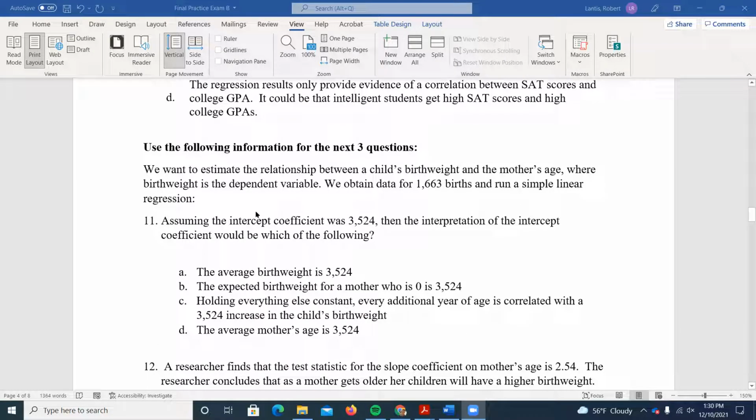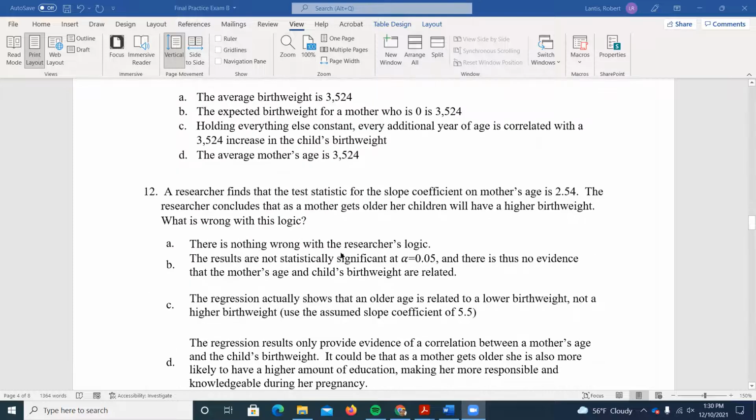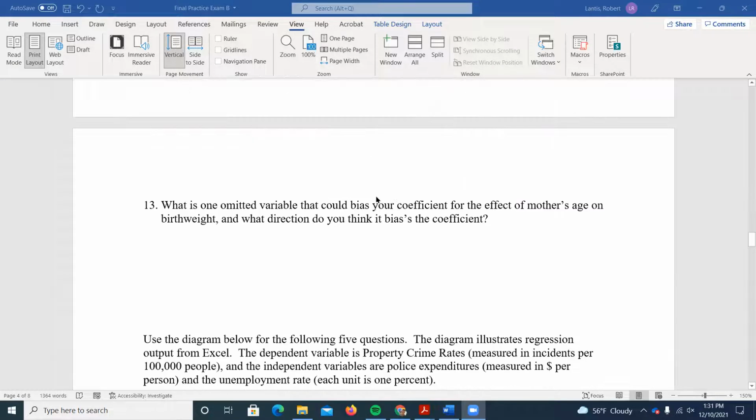I then have this birth weight example where I give you the intercept. We're thinking about mother's age potentially, but I really want to focus on what I think is a little bit more interesting here: what is one omitted variable that could bias your coefficient for the effect of mother's age on birth weight, and what direction do you think that bias would be? So I might do something like this on a short answer question, leave it pretty open-ended.